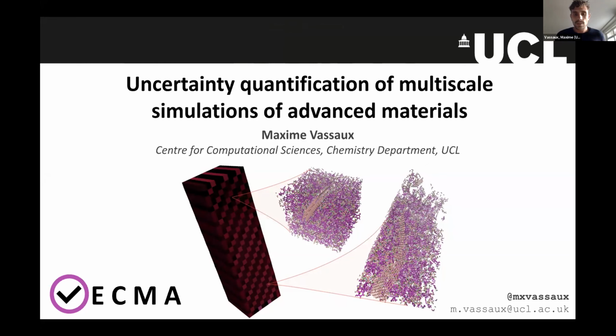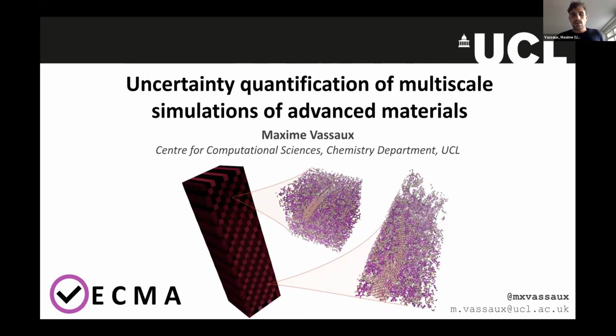I'd like to present the work that we are currently doing at the Center of Computational Science in the Chemistry Department at UCL. So we're developing a multi-scale simulation framework where you can compute the properties of what we call advanced materials. In what I'll show here, just to give a context to what we're doing, are nanocomposites.